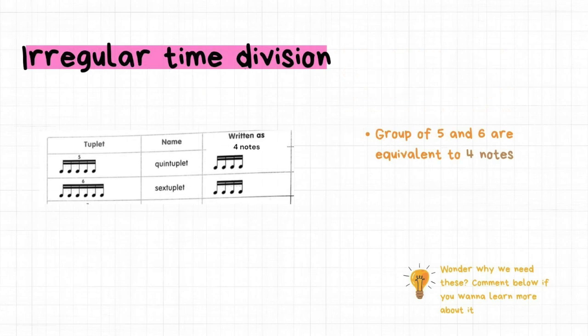We also have irregular time division, such as quintuplet or sextuplet. It means that the group of 5 and 6 are equivalent to 4 notes.